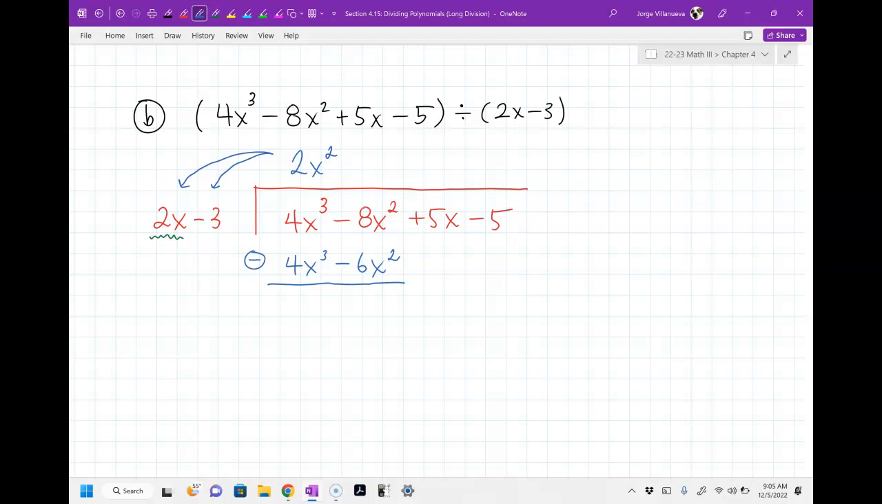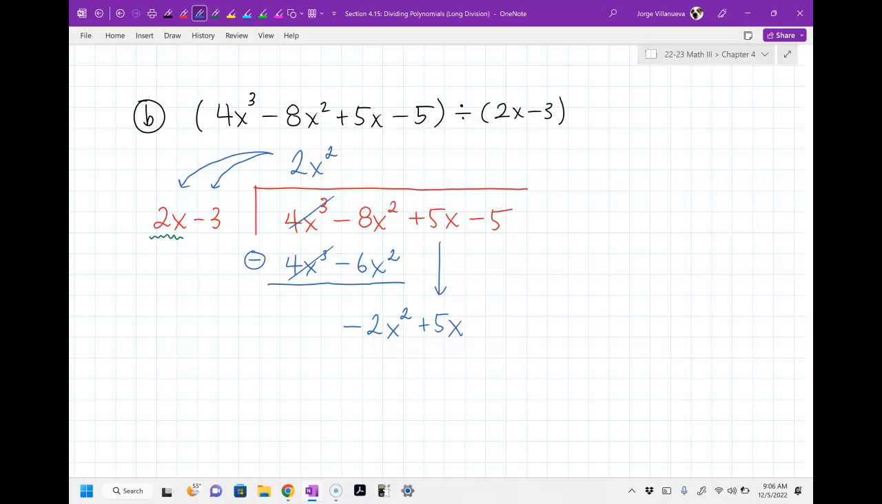Now, the next part, negative 8x squared, let me write cancel here, negative 8x squared minus a negative 6x squared. That's minus a negative. That really means plus. Okay, so what's negative 8 plus 6? Negative 2, thank you, negative 2x squared. And now I get to drop the 5x. So I'm going to drop the 5x.